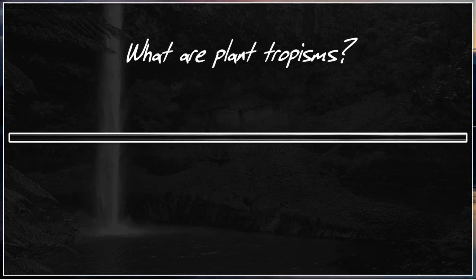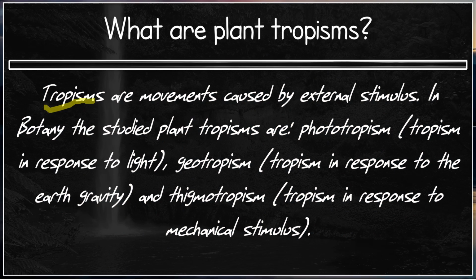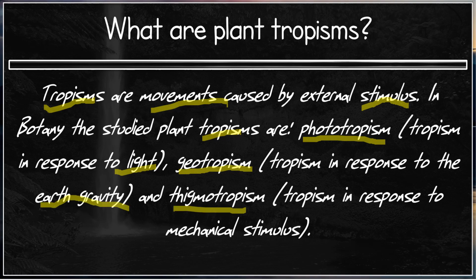What are plant tropisms? Tropism is a movement caused by an external stimulus. In botany, the studied plant tropisms are phototropism, tropism in response to light, geotropism, tropism in response to Earth gravity, thigmotropism, tropism in response to mechanical stimulus.